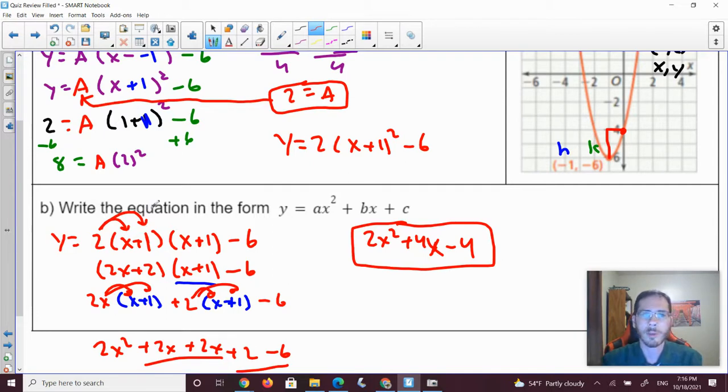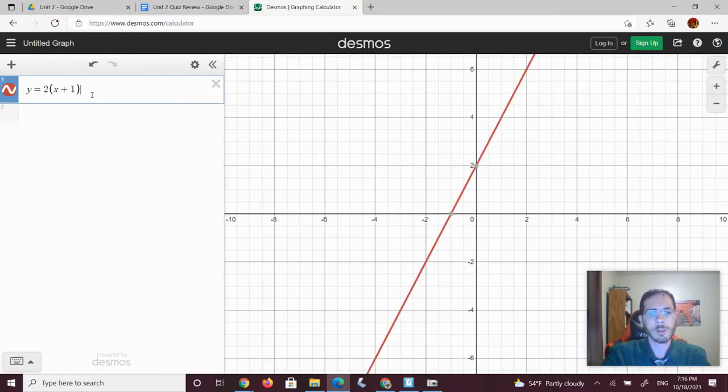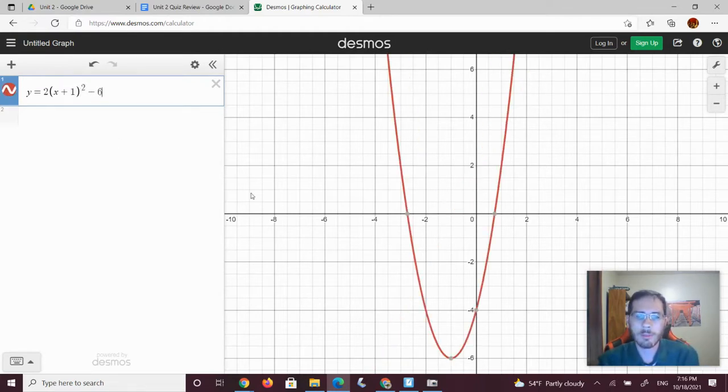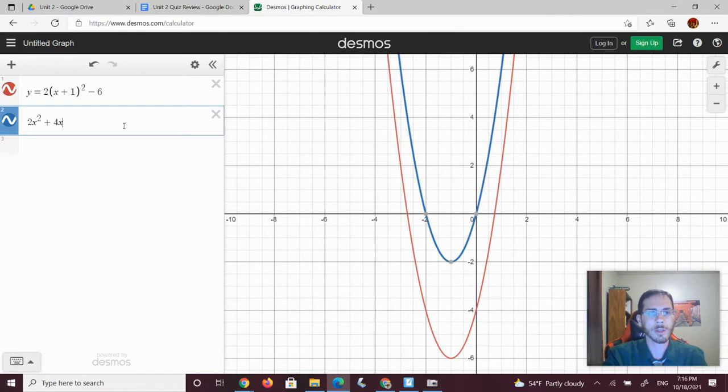Well, we could throw it in Desmos. So we got 2 times (x plus 1) squared minus 6. And that does look a lot like the graph that we were given in the initial thing. Our vertex is at -1, -6. The y-intercept's at 0, -4.